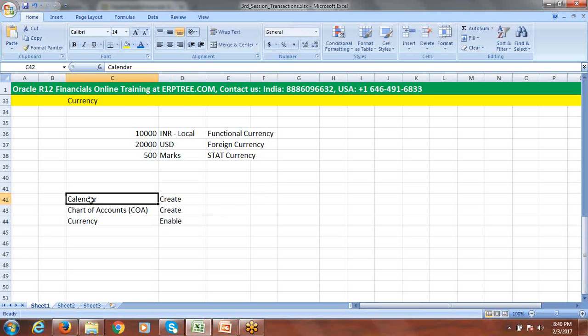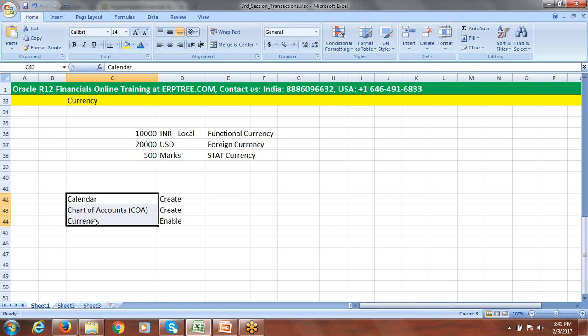So calendar we have to create, chart of accounts we have to create, currency we have to enable, so that by using these 3 components we can record transactions. Calendar is one component to capture the date, chart of accounts is another component to capture the description of the transaction, and currency is another component to specify which currency the amounts belong to. If you have these 3 components, you can record the transaction. Just try to understand this point. I'll be adding some additional points to this.